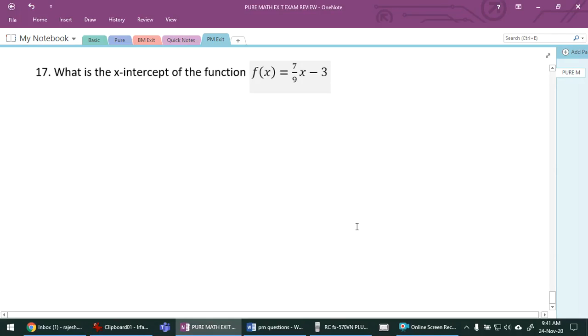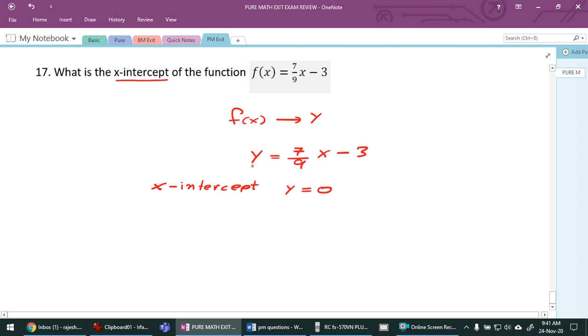Question number 17. What is the x-intercept of the function f of x equal to 7 by 9 x minus 3? We know that f of x can always be written as y. So we will write y equal to 7 by 9 x minus 3. Now if you want the x-intercept, you should put y equal to 0. So I am putting y equal to 0. 0 equal to 7 by 9 x minus 3.